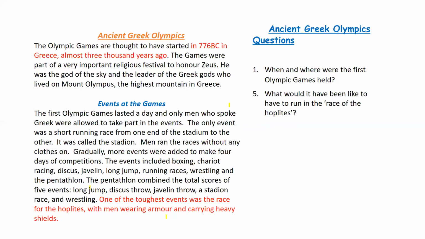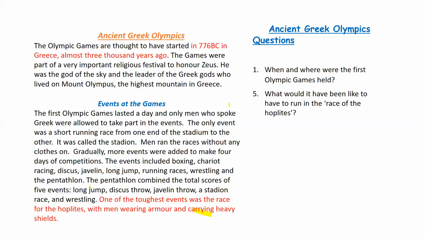So I can see here that it says it's one of the toughest events, and men were wearing armor and carrying heavy shields. Armor may have been made of leather or metal, and heavy shields, well, they'd be very heavy. So armor and shields would be quite heavy. So I don't think it would have been easy. In fact, it would have been very difficult to do the race.